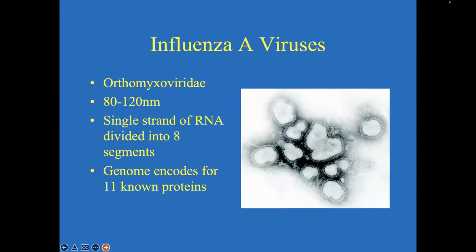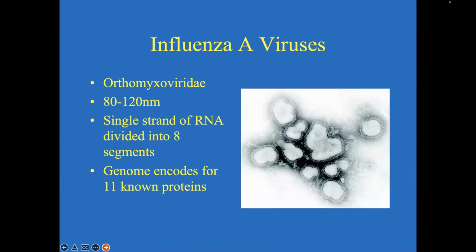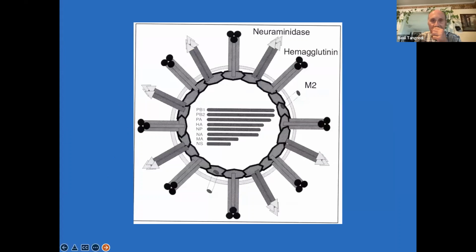Okay, yes. So this is the star of the show over here, the influenza A viruses. You can see the 80 to 120 nanometers diameter, and a single strand of RNA divided into 8 segments. This is a very important point to remember. The genome encodes for 11 known proteins, and some of these proteins are what determines the pathogenicity of this virus. So this is a little schematic of an influenza virus.